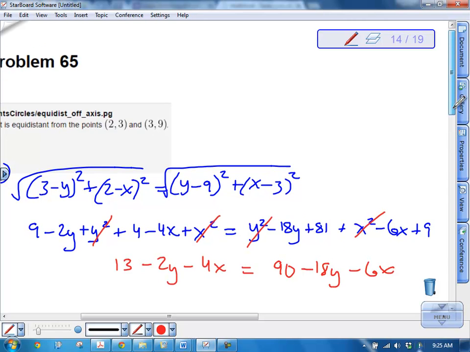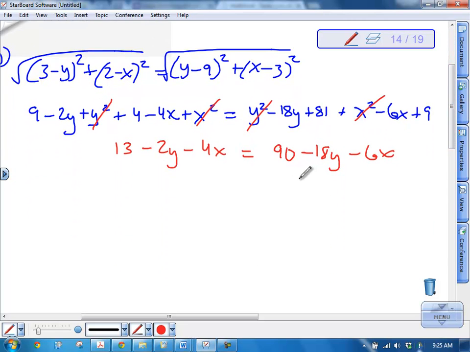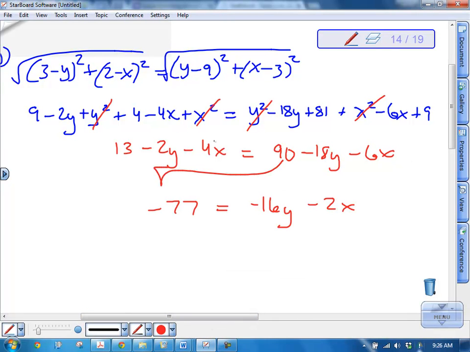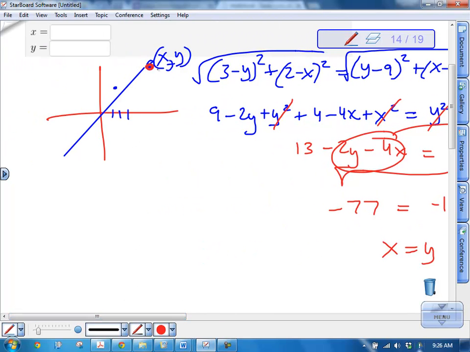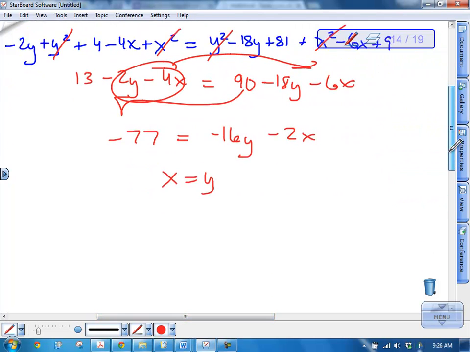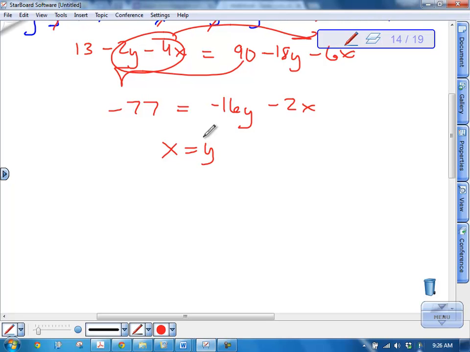And now just simplify this. So let me just add like terms. All right, I just moved the 90 over and then moved these two over to the right, and I got this. It doesn't matter how you write this. You have an equation with x and y, and the other equation you can use is x equals y, because we know that if our point's on this line, x always equals y. So that's our second equation that we're going to use with this equation, and we'll substitute.